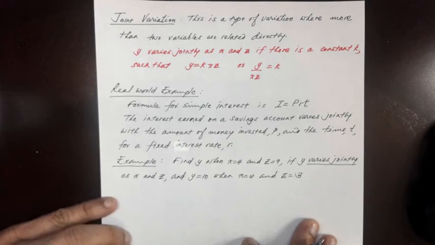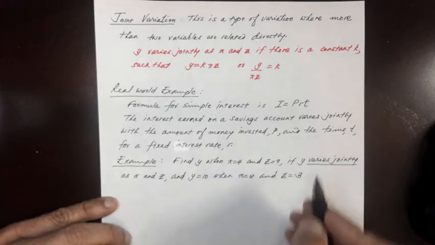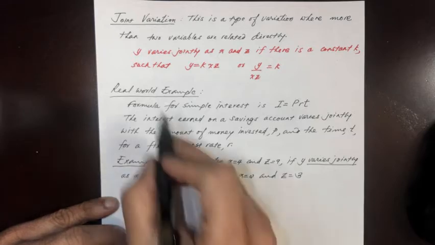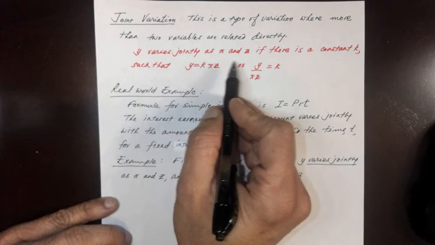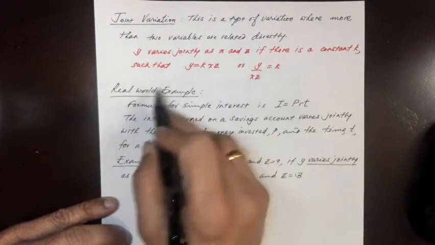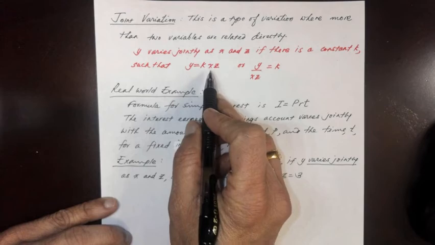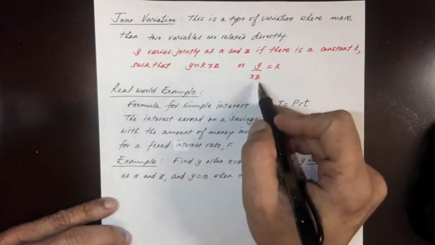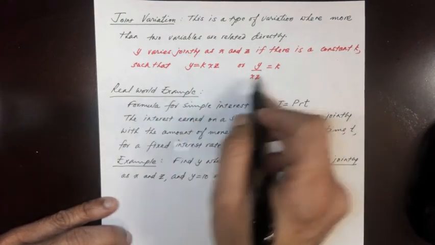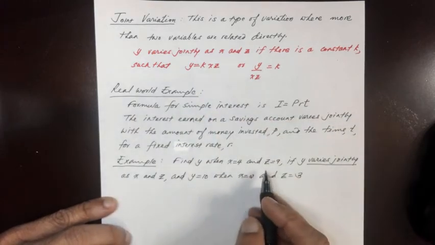Joint variation. This is a type of variation where more than two variables are related directly, or y varies jointly as x and z if there is a constant k such that y is equal to k times xz, or y over xz is equal to k. So these are the two relations that you can use while doing the problems under joint variation.